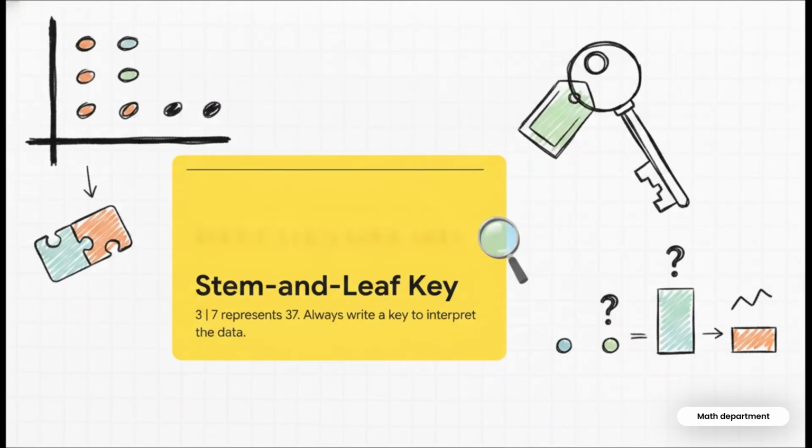But be careful here. Many students make a mistake by forgetting this next step. You must always write a key at the bottom of your plot. If you don't write that 3 | 7 equals 37 years, people reading your chart won't have a clue how to glue the stem and the leaf back together.